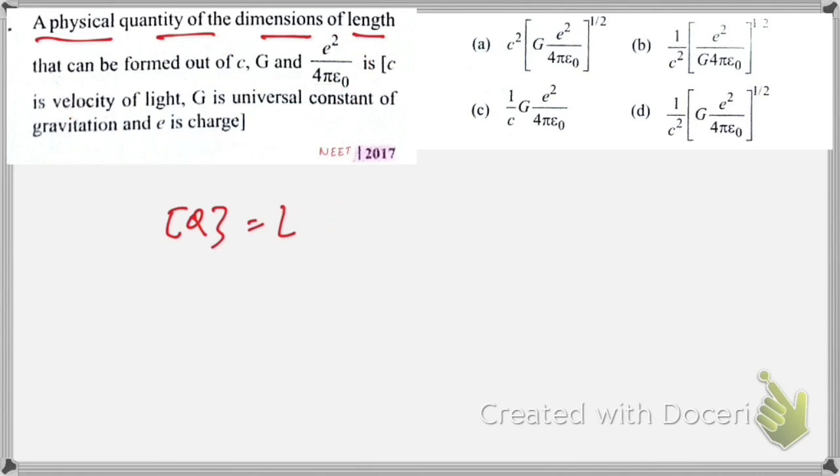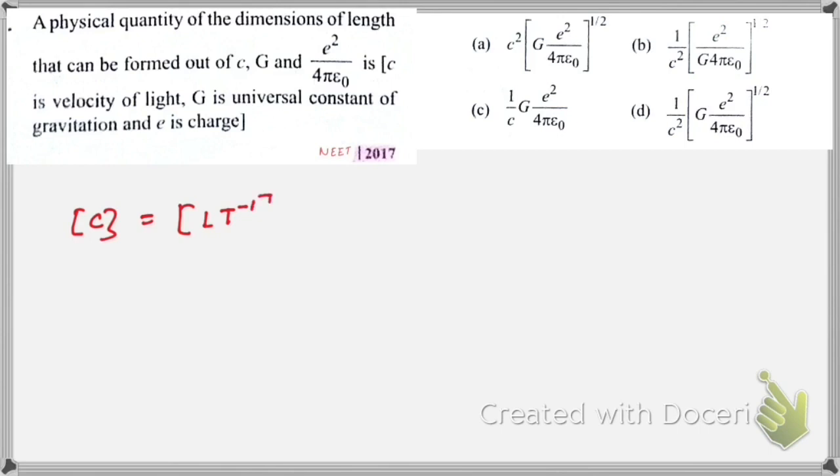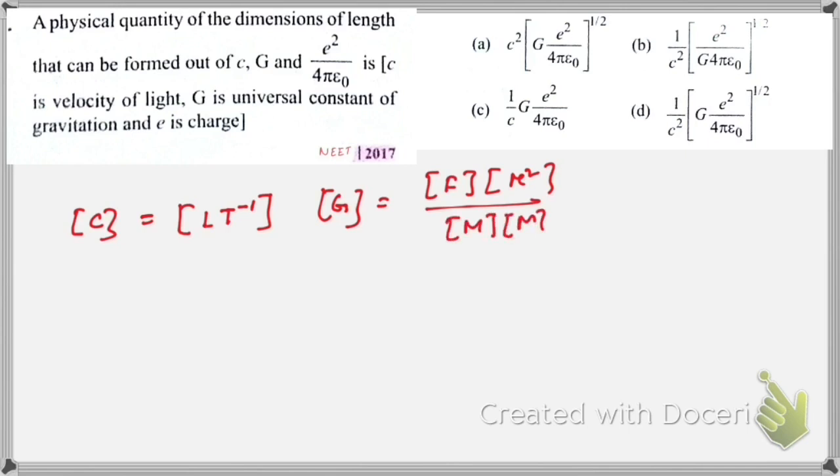So here you see, first let us find the dimension of c. c is the velocity of light, so its dimensional formula should be L T to the power minus 1, because it is velocity. And G, we know, is the universal gravitational constant, which is equal to F times the dimensional formula of r square, divided by mass into mass.